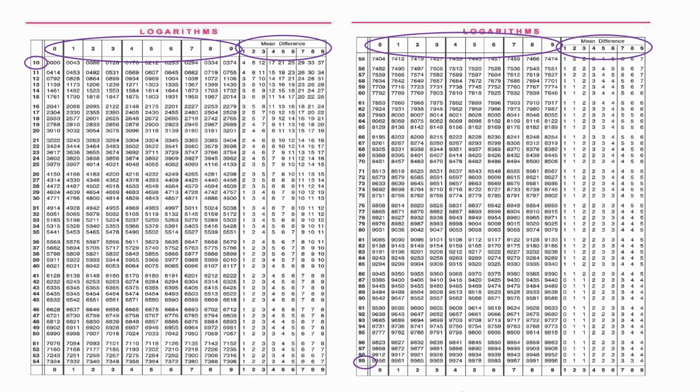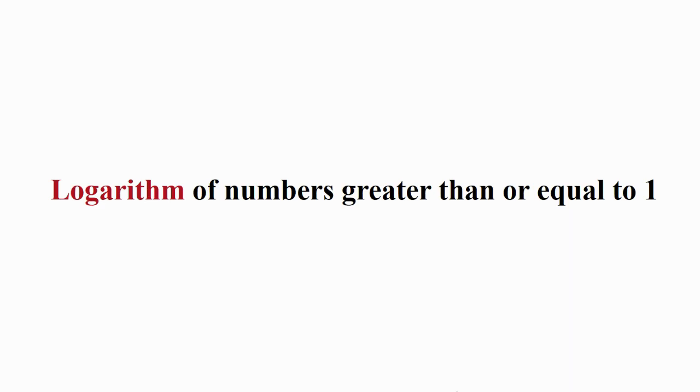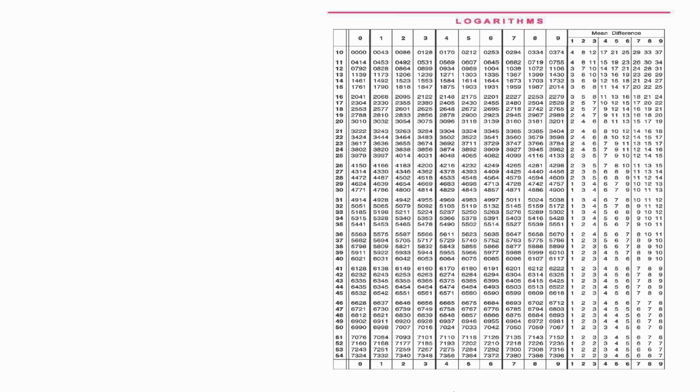Now students, let's understand how we can use this logarithmic table to find the log value of a given number. Initially, we are going to learn the logarithm of numbers greater than or equal to 1. Our first number is 4. The log value is made up of characteristic plus mantissa. The number 4 is greater than 1 and less than 10.